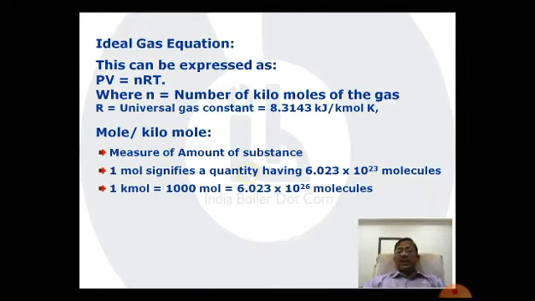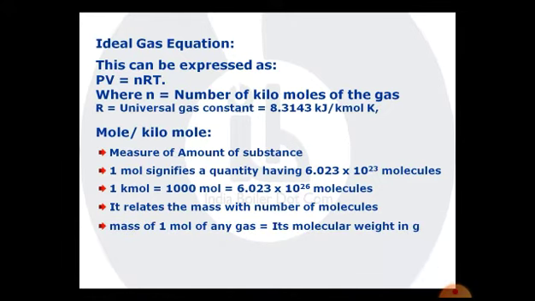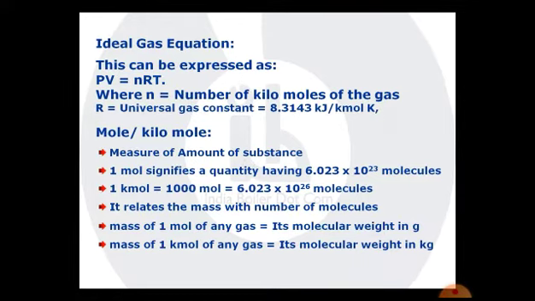Now, what is the significance of this quantity? The significance is that it relates the mass with the number of molecules. In a gas, the number of molecules and the mass are both very important to know. How? If you take 1 mole of any substance, the mass is going to be its molecular weight in grams. Therefore, if I take 1 kilomole of any substance, the mass is going to be its molecular weight in kg. That is the most important thing to remember, right?